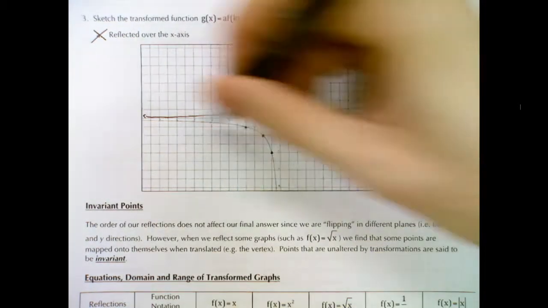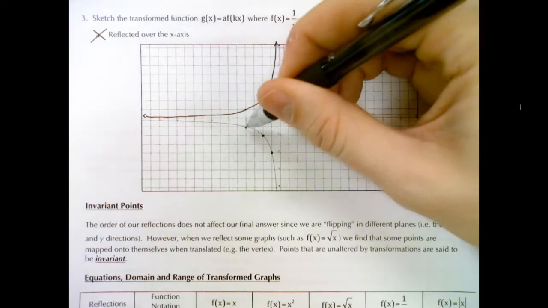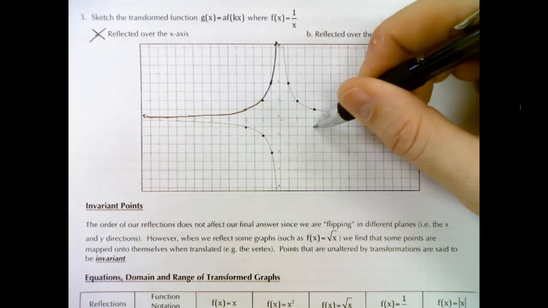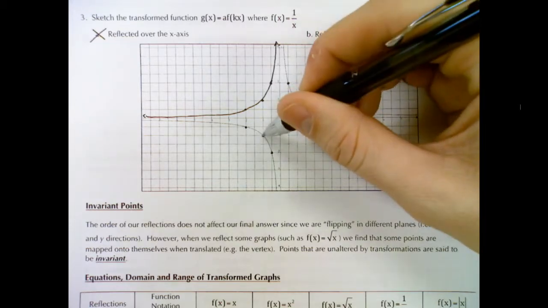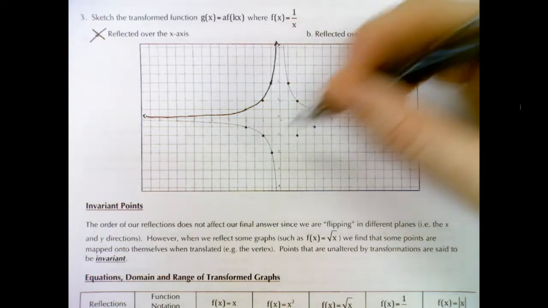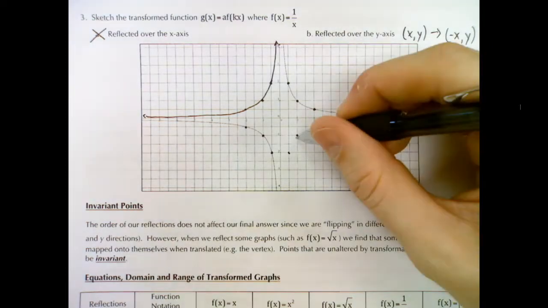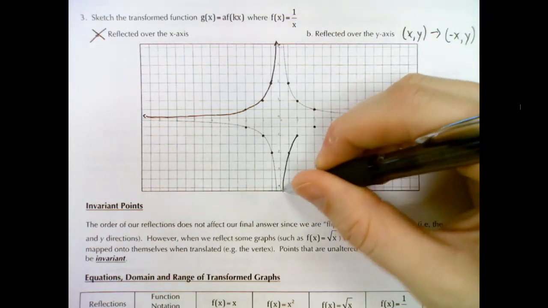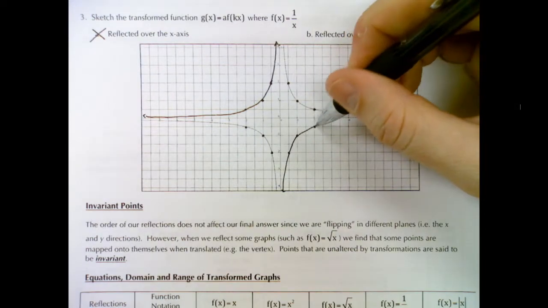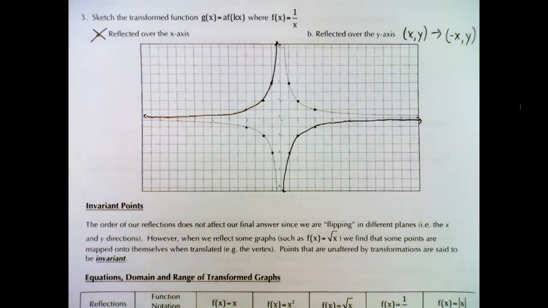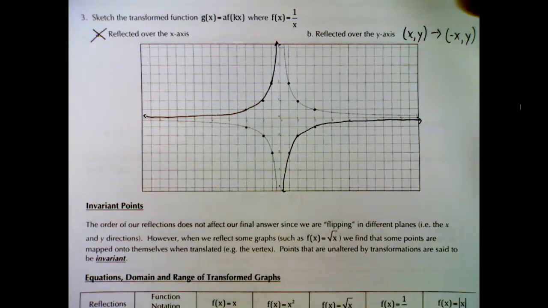Let's try this branch. If we reflect here, -2 is our x. If we reflect it, it's going to become +2. -1 is our x. If we reflect it, +1. -1/2 is our x. If we reflect it, +1/2. If I connect my curve, we end up here. And there we go. We've taken the f of x and we have reflected it.